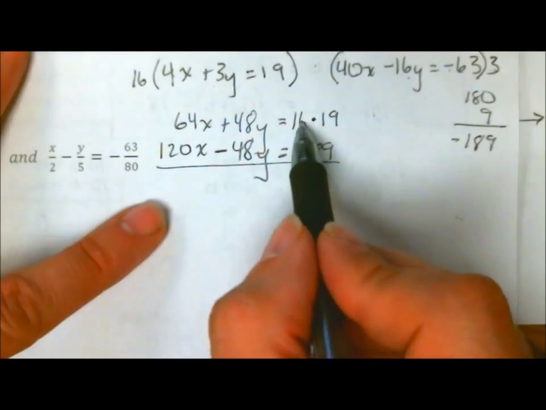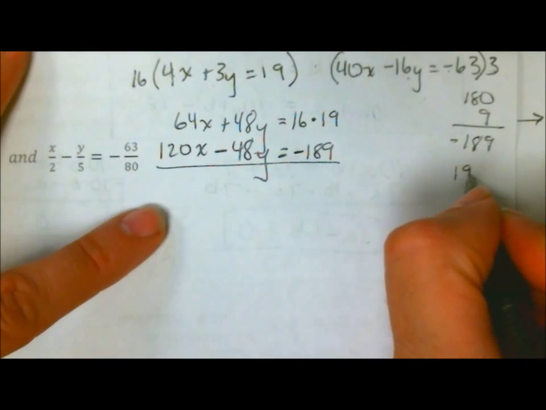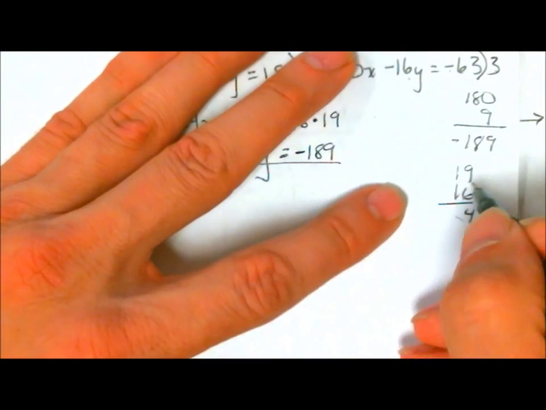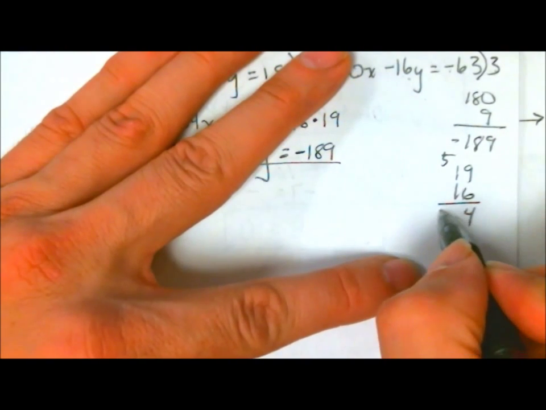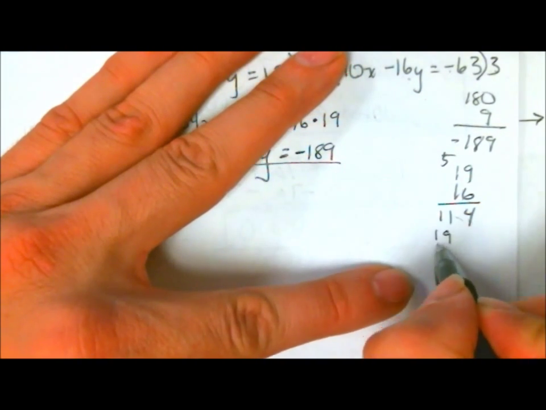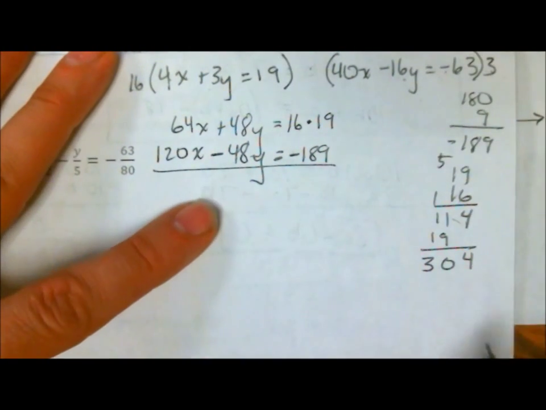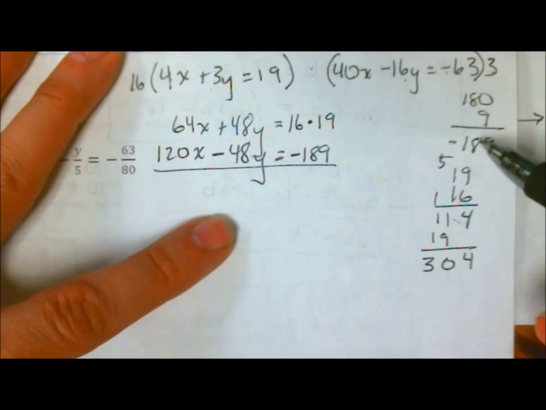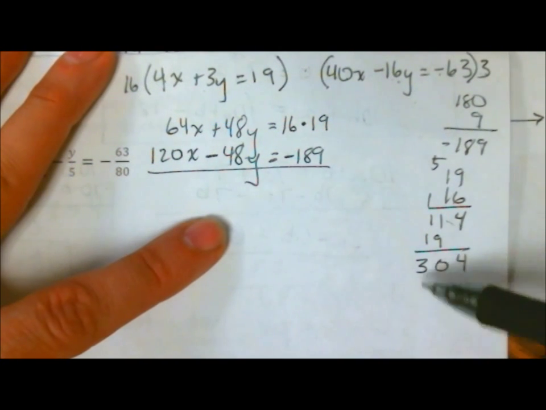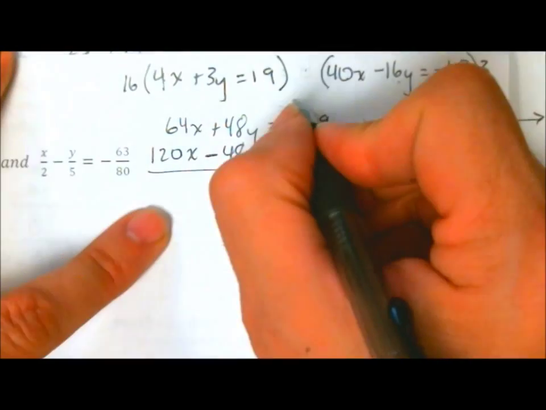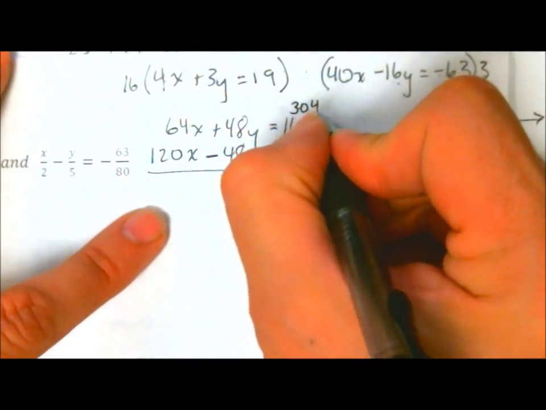I can see right now I'm going to have to write this out. So let's do 19 times 16. 6 times 9 is 54. 11, 19, 4, 10, 304. And if you couldn't keep up with that, that's okay. Pause the video and just look at this and work your way through it. You might find that I made a mistake. I don't know. So I'm going to just put right above here 304.